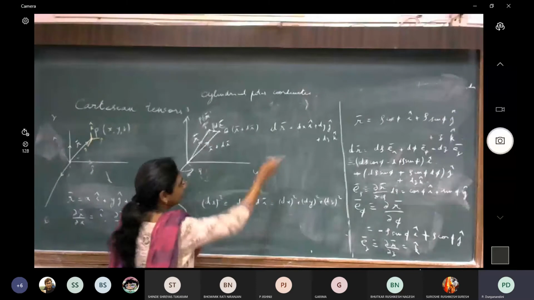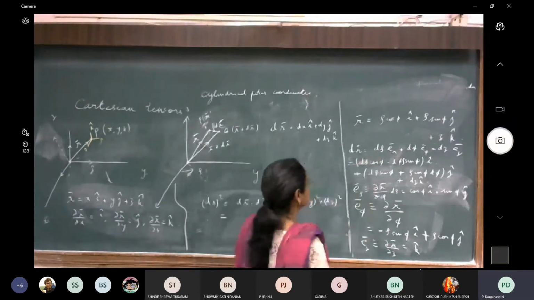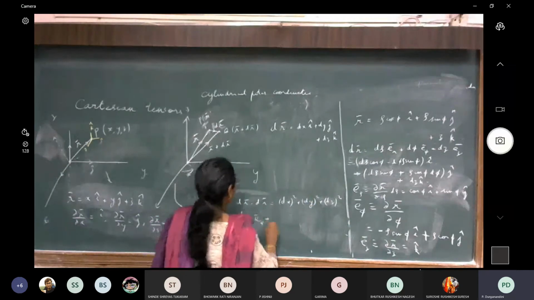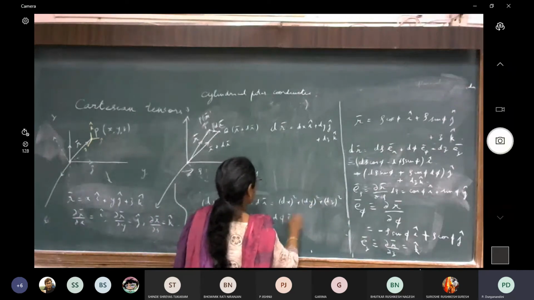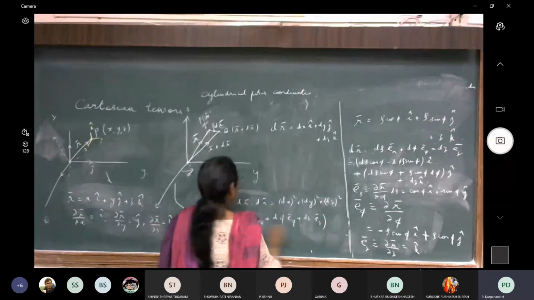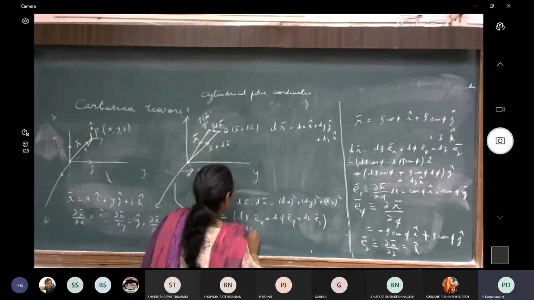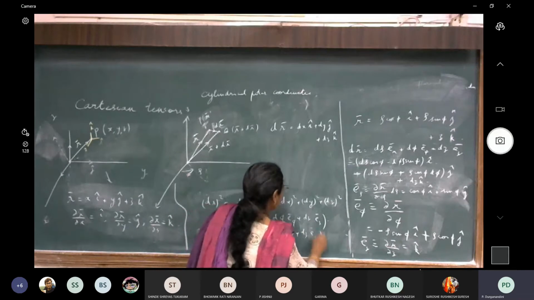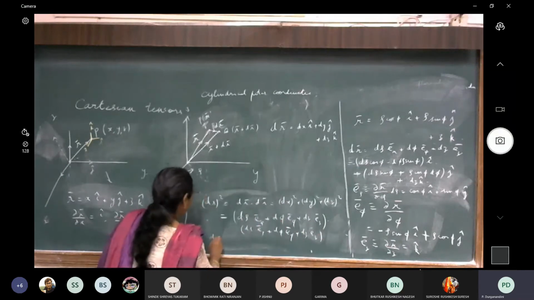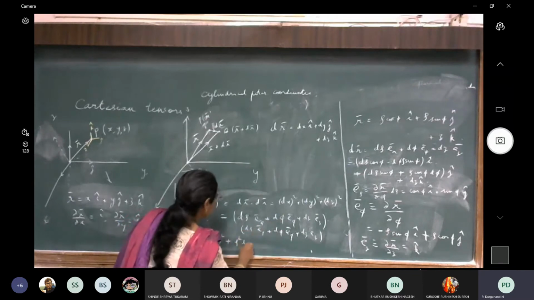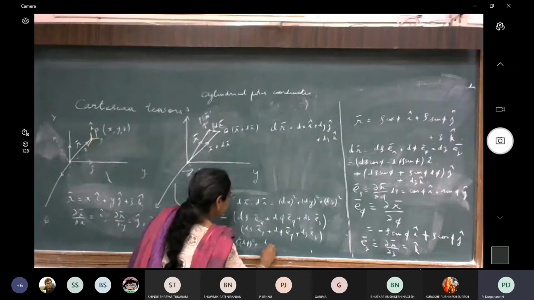And this is in your polar coordinates. Now you can see that from here, I write it like this: d rho e rho plus d phi e phi plus dz e z, dotted with itself, d rho e rho plus d phi e phi plus dz e z. And this is going to give me d rho squared, and from here you can see that what I'm going to get is rho squared d phi squared plus dz squared.